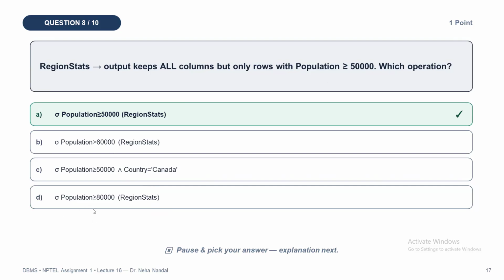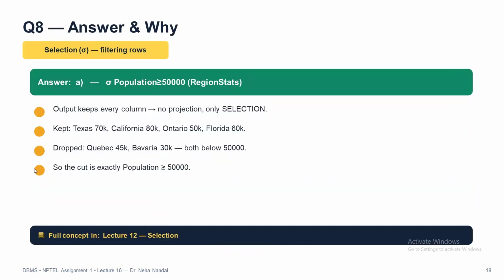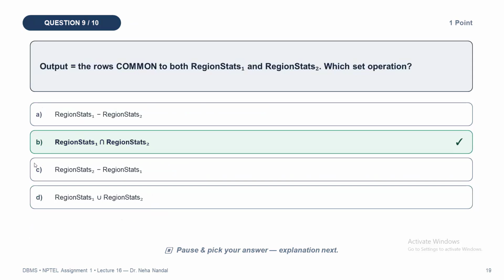And here, not greater than or equal to 80,000, because it will leave out the data between 50,000 to 80,000. So it will not work for us. So only one option is working for us, that is select population which is greater than or equal to 50,000. That is the only option. Okay, next question, ninth question.